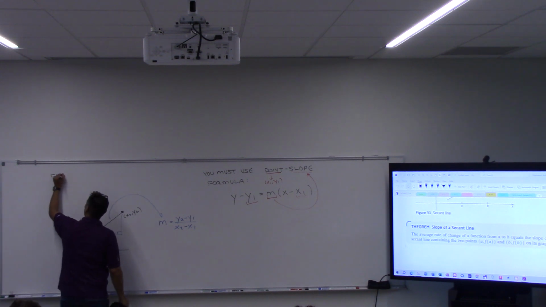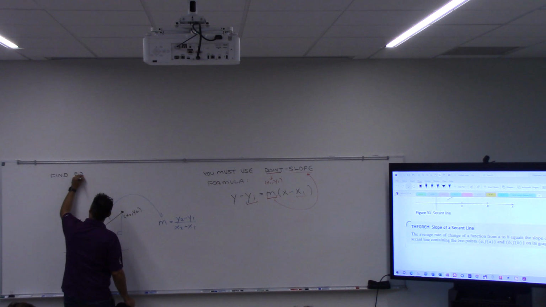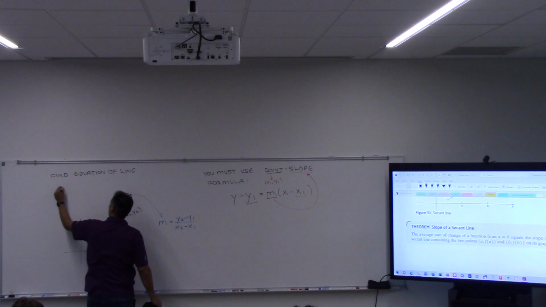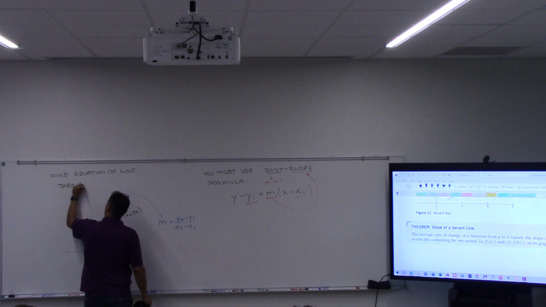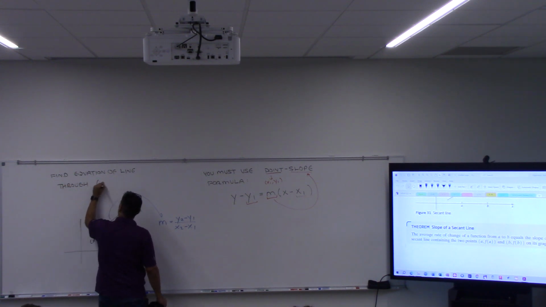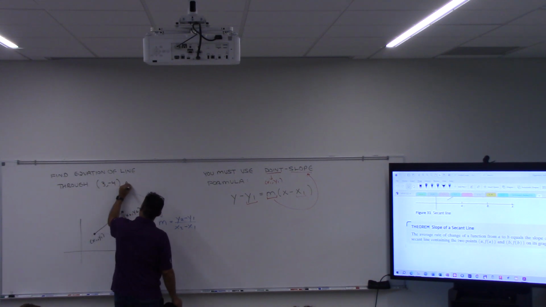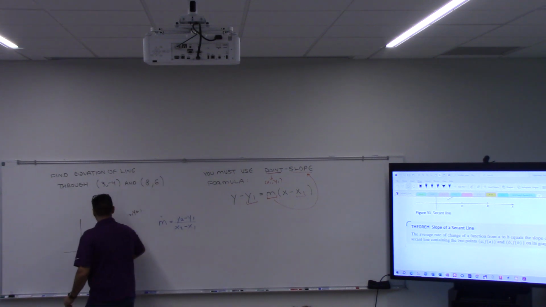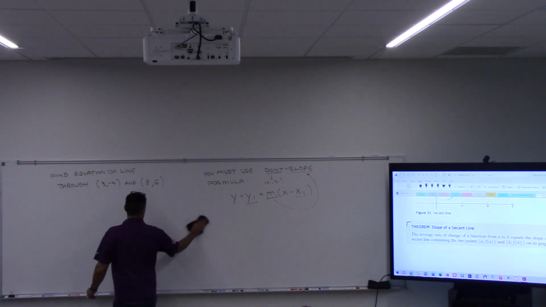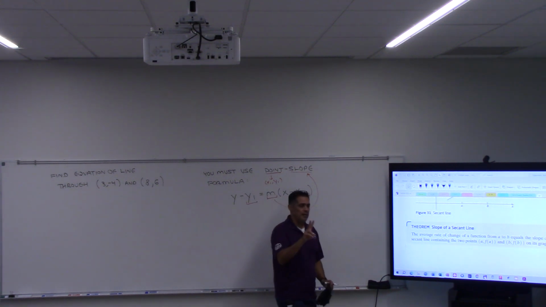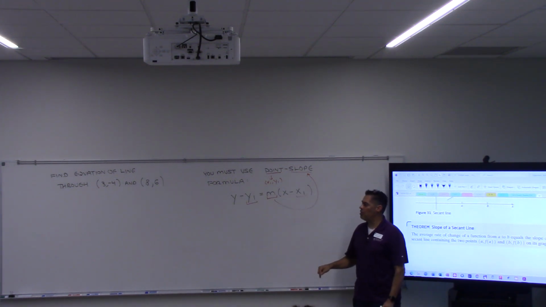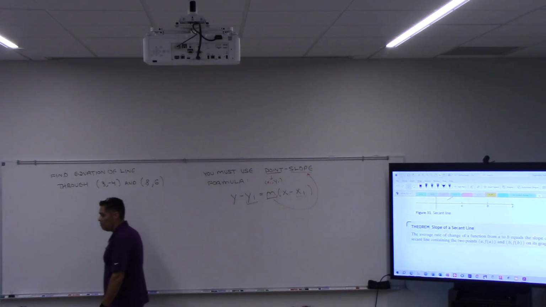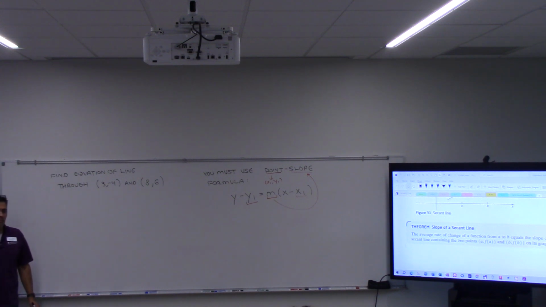Find the equation of the line through (3, -4) and (8, 6). So I've given you 2 points, right? I want the equation of the line through those 2 points. What should I get first? Calculate the slope.